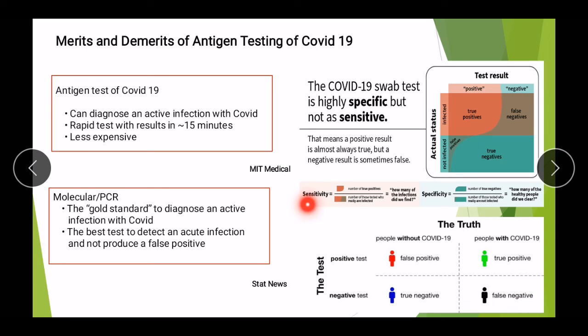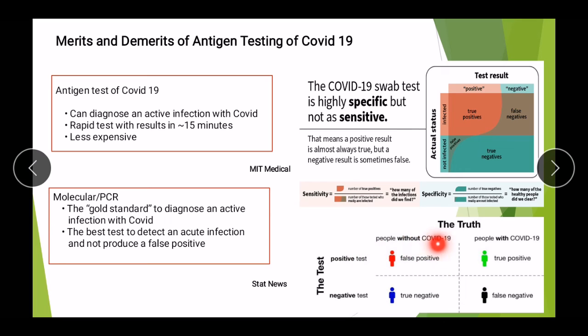Sensitivity deals with the infected individuals, and specificity deals with the healthy individuals. Sensitivity is the ratio of the number of true positives to the number of those who are infected, that is, true positive plus false negative. Specificity is the ratio of true negative to true negative plus false positive, that is, the total number of people who are not infected.